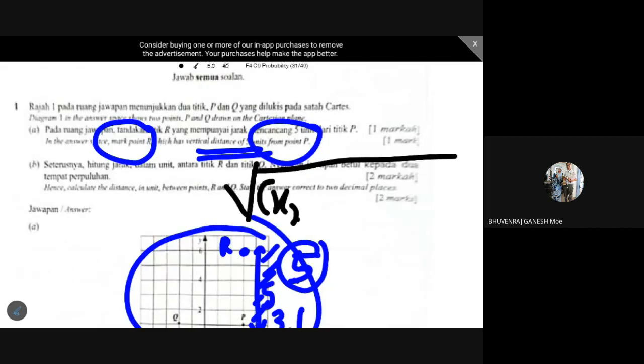Punca kuasa 2, X2 tolak X1 kuasa 2, Y2 tolak Y1 kuasa 2. Okay, this is the formula guys. Ini diberi dalam kertas matematik kamu, so tak perlu hafal. This is provided in your exam formula sheet, so you don't need to memorize. Okay, so this is the distance formula, formula jarak dalam BM.